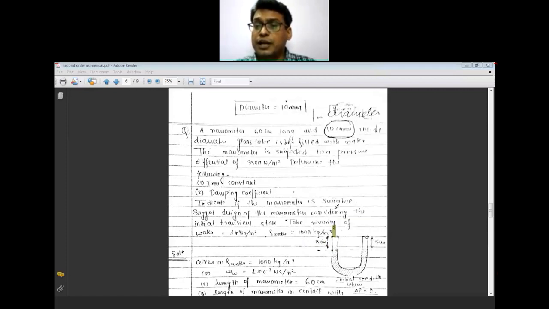The applied pressure P, the clear length above the manometer liquid, the length of the manometric fluid, the length of the manometer itself. There is a difference between the length of the manometric fluid and the length of the manometer. Both are different, and we will see the difference arising in that. Then the density of a fluid, and the viscosity of a fluid, are also going to affect.